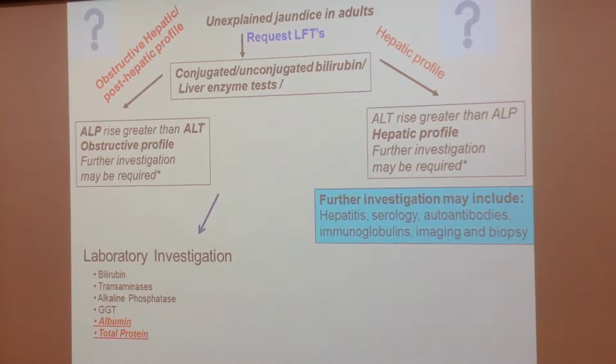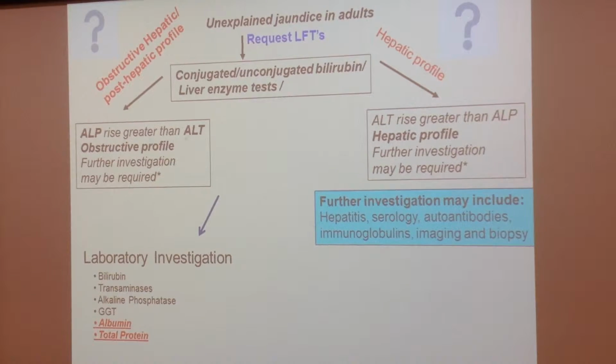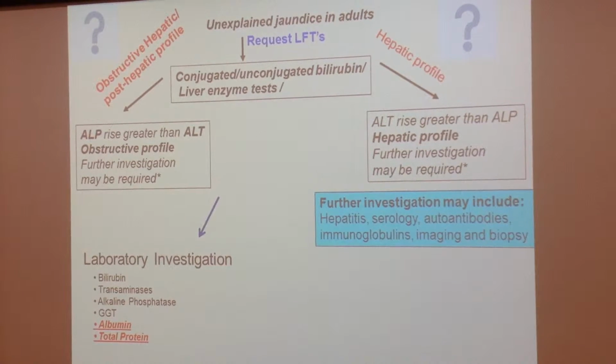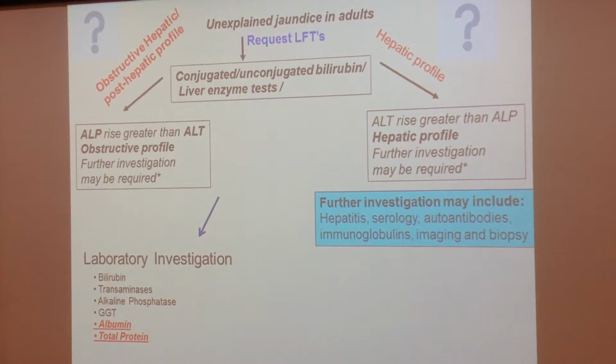So coming back to the algorithm again, this is the pattern profile. This is what's called an obstructive profile, post-pattern profile. And you think about this type of profile if the ALP enzyme level was greater than ALT, and you would follow this type of profile and further investigations, looking for, you might do imaging, or looking for blockage, and that could be due to a tumour in the pancreas, for example, or it could be due to the gallstones presence as well.